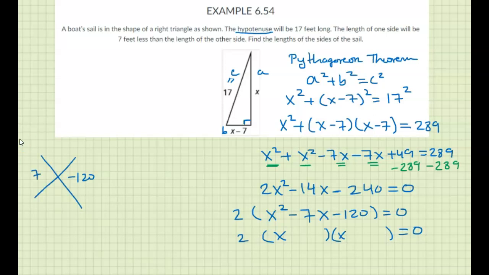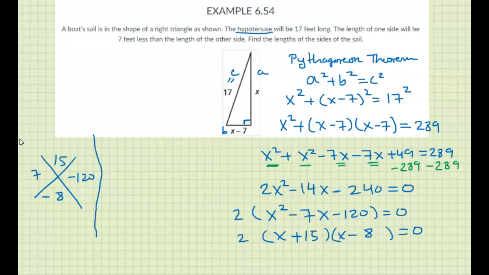Okay? So 120 is 12 times 10. That's not going to work. Let's see, 120 divided by 8, 16 and 8? No, that's not right. 15 and 8. Yeah, 15 and 8. So 15 minus 8. So plus 15 minus 8.